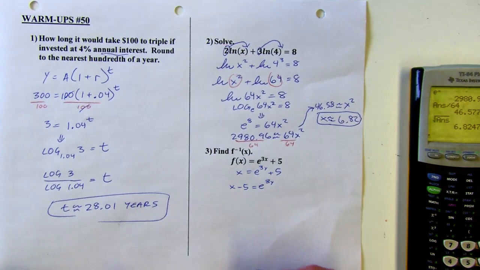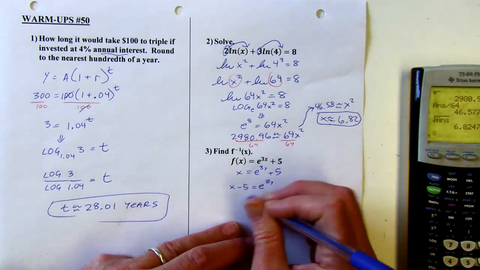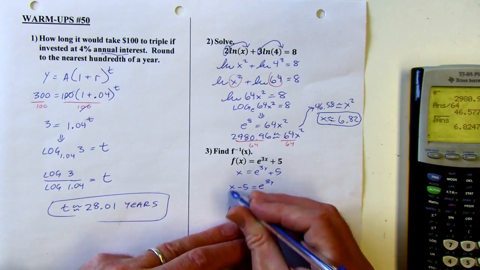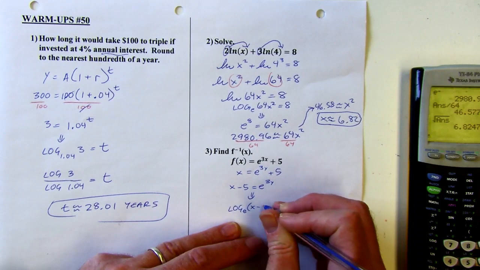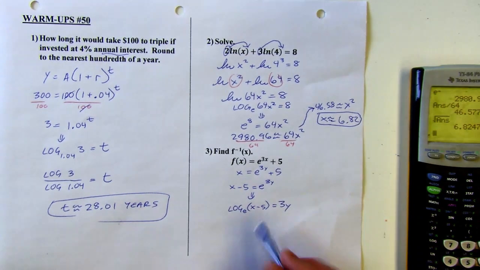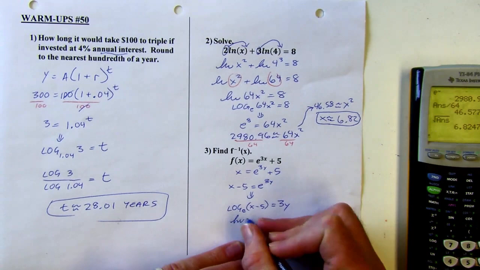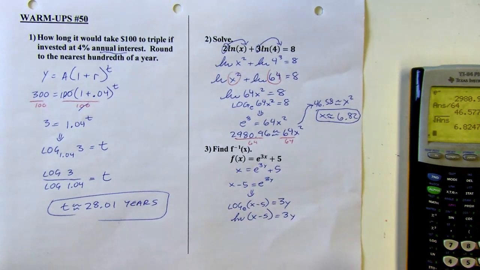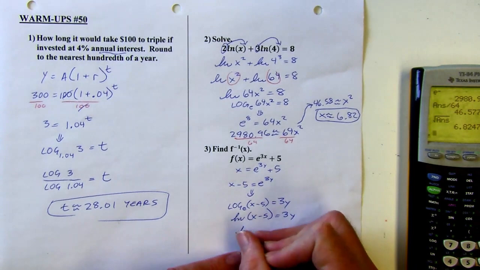Okay, now I'm going to have to put this in log form to isolate the 3y. My base is e. The contents would be the quantity x minus 5. The 3y gets isolated. Hey, that's a natural log, so let's rewrite that as the natural log of x minus 5 equals 3y. And then the last step is going to be divide by 3.